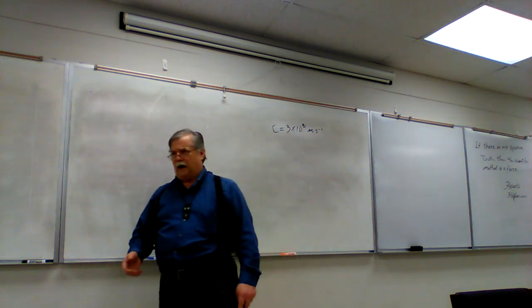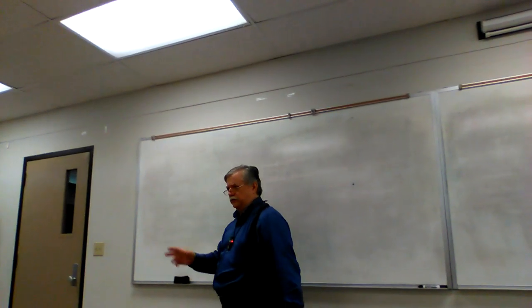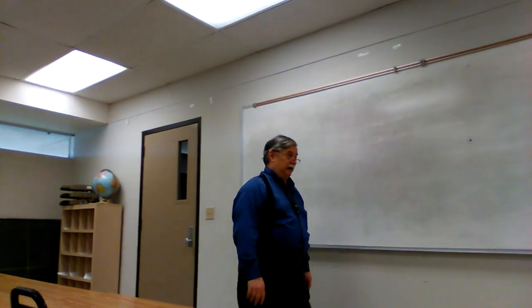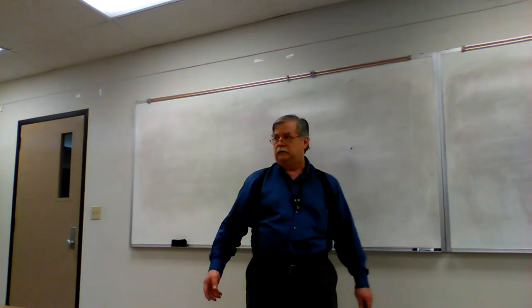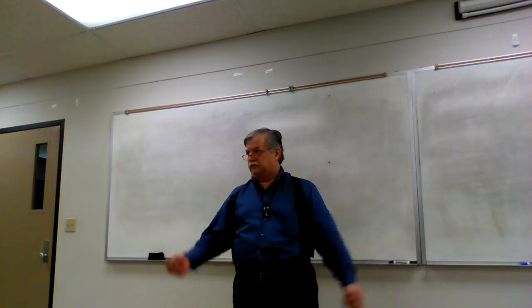Back to optics. The speed of light is a universal constant. Under what condition? When it's in a vacuum. If this light is traveling through any other medium, its speed is no longer c. It's something a little bit less than c.